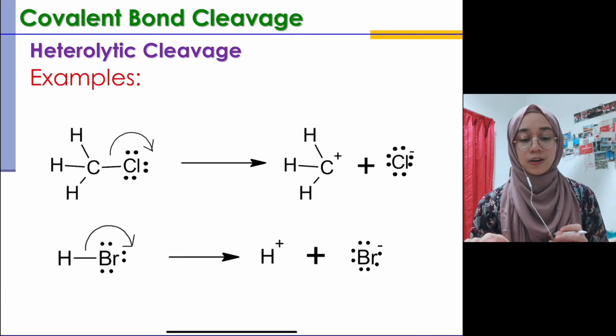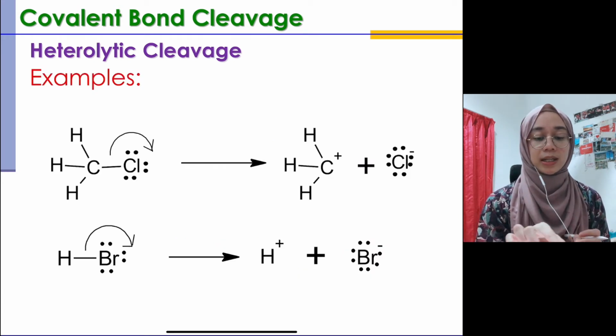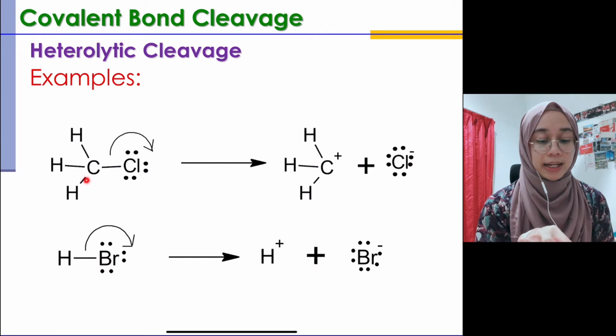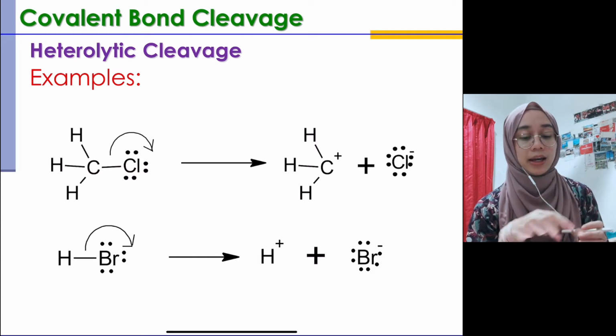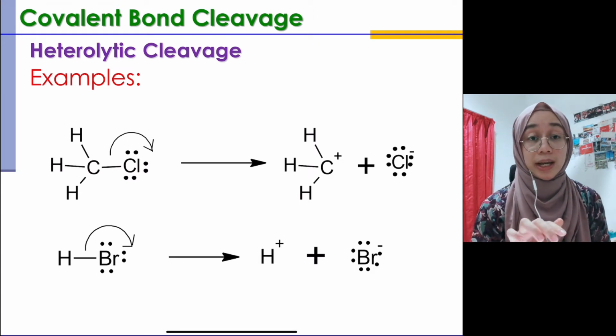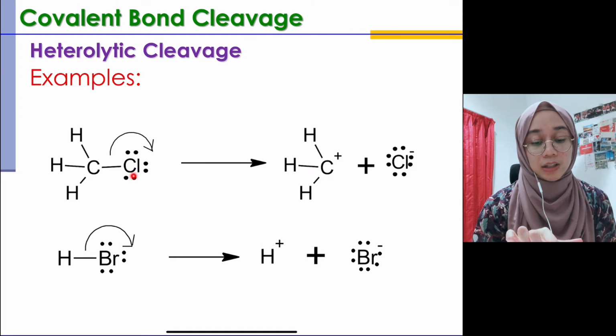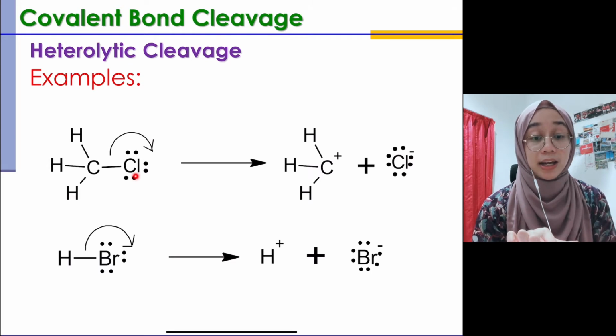Okay, so for example here, so as you can see, bond antara C dengan H non-polar kan, tapi bond antara C dengan Cl, they are considered as polar bond. Okay, so antara C dengan Cl, which one has a higher electronegativity? So Cl is nearer to fluorine kan, therefore Cl has a higher electronegativity.